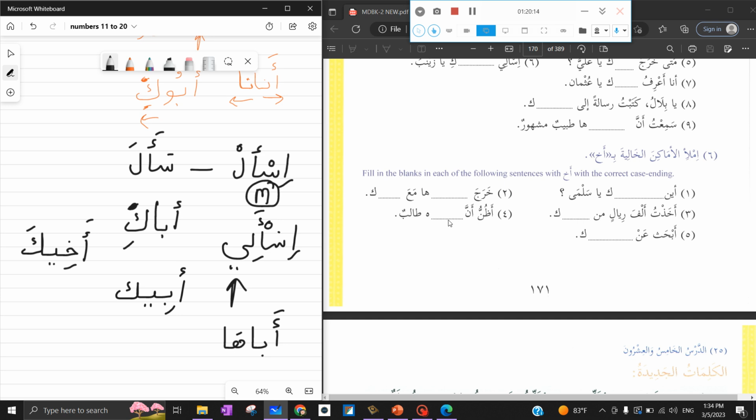Adhunnu anna, this is harf nasb. So adhunnu anna akhahu taliban. Now akha coming with alif, so akhahu will be a separate damir. Abhas means I searched. An is harf jar, so akhi, akhika, same.